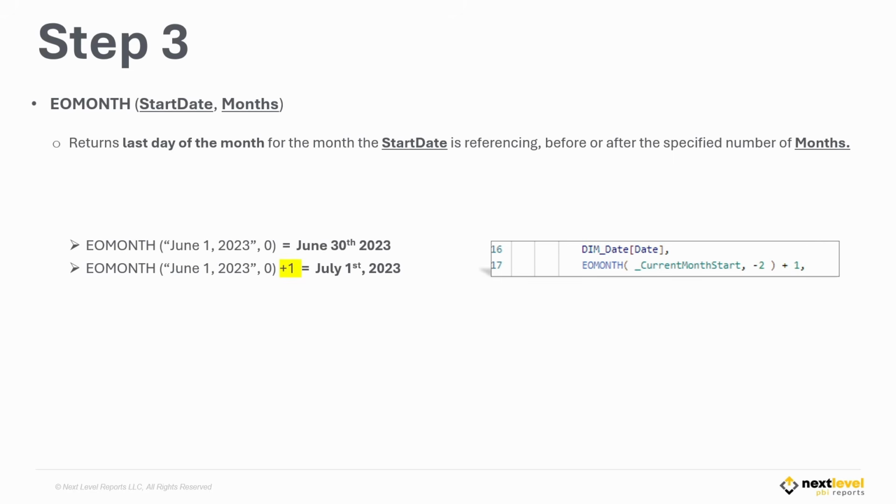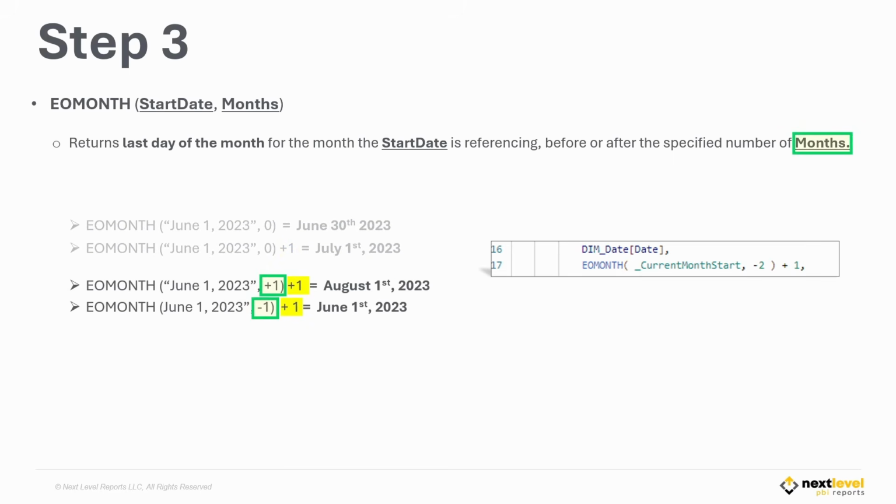So we can see here that we added 1 day to June 30th to give us the date of July 1st, 2023. And in this last example, we can see how easy it is to adjust the first day of the month that we want to bring in by simply adding or subtracting months from our original base date.